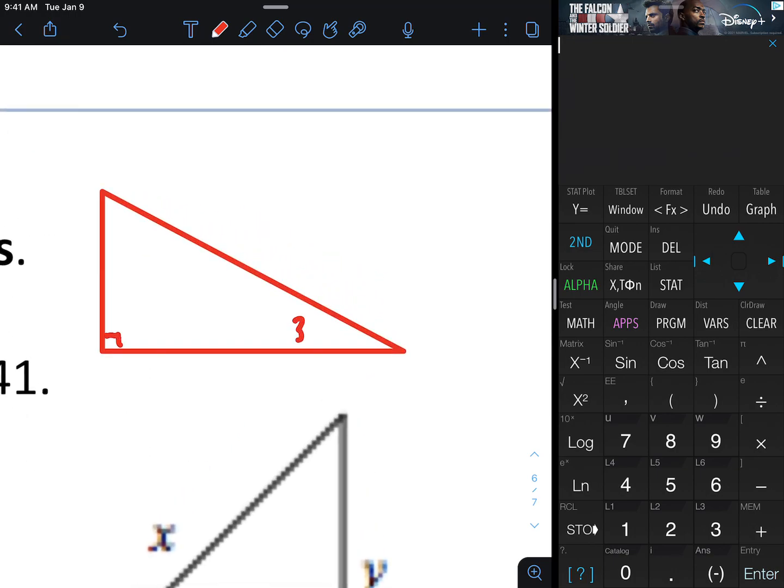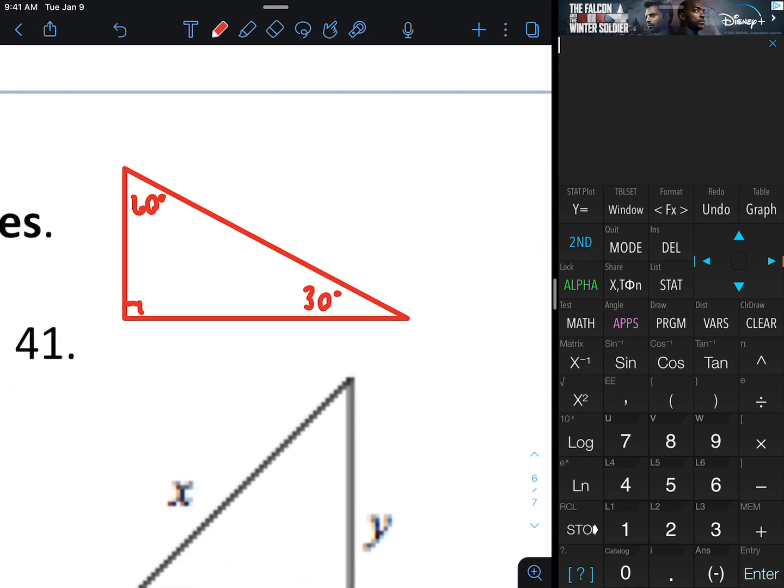So let's say that this is a 30, and then this last angle here would need to be 60, and then of course the 90-degree right angle right there. You need to know your ratios of your sides. Whatever this side is, we'll call it S. The side across from the 60 is S times square root of 3. And the hypotenuse, or the side across from the right angle, will be 2 times S.